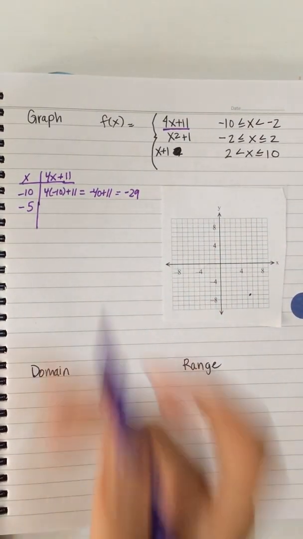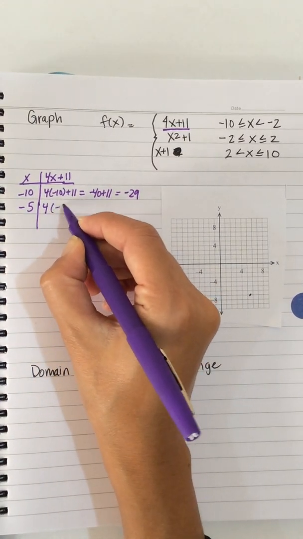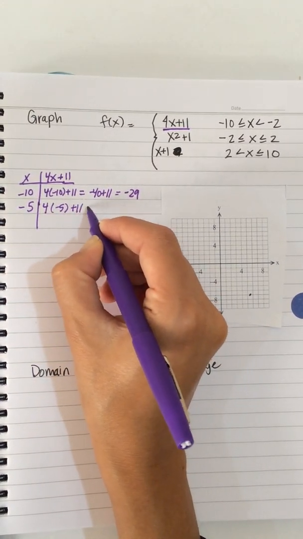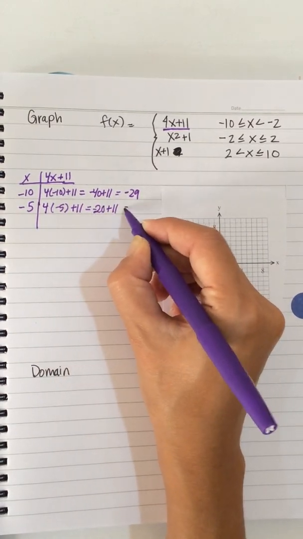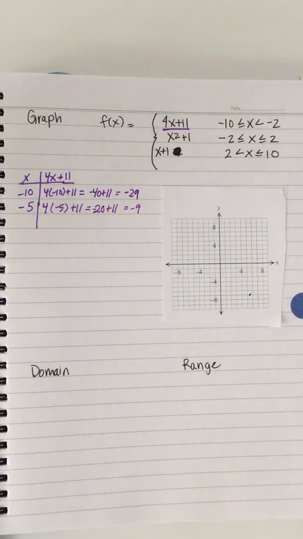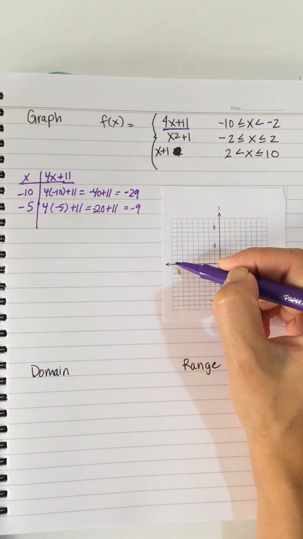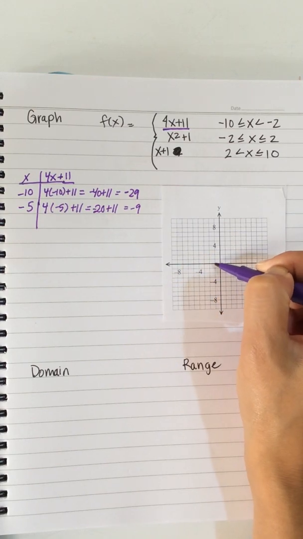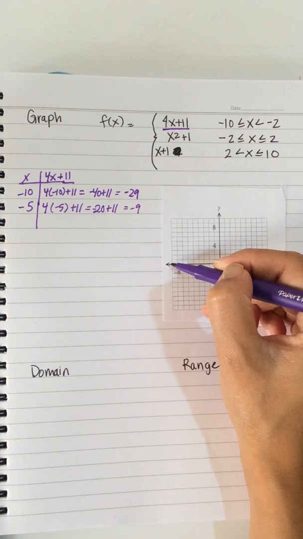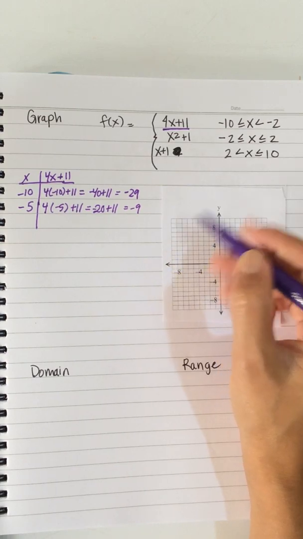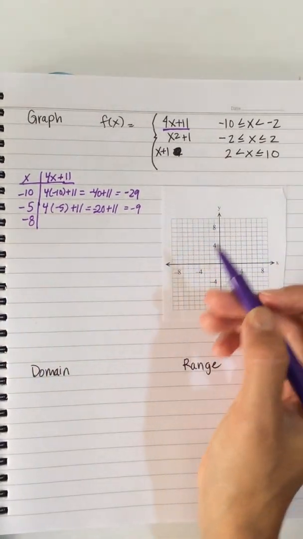All right, now let's plug in negative 5. 4 times negative 5 plus 11 is negative 20 plus 11, which is negative 9. Okay, so let's just plot those, our first part. So I don't even, 1, 2, 3, 4, 5, 6, 7, 8, 9. I made a bad choice of picking 10 when it's not even there on my graph. So let me just pick another one. Let me pick negative 8.